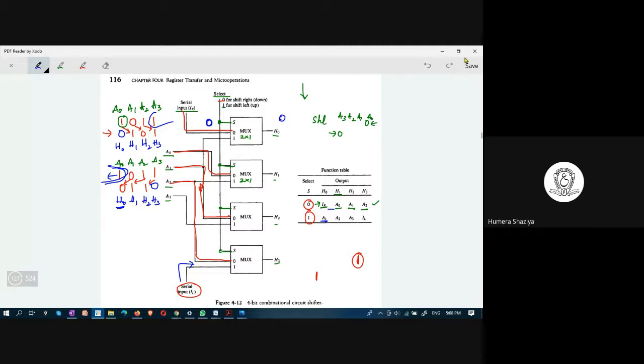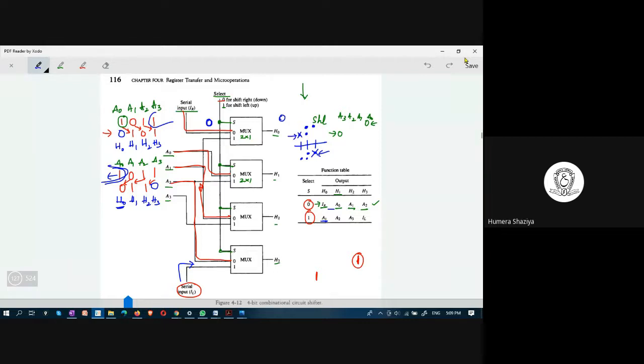I gave an example of your bench. If on a bench 3 students can sit, if 2 are sitting here, and they are shifting to right, then the leftmost place will be vacant. They have shifted, so this will be vacant. If from this side they are shifting to left, suppose 2 students are here, if they shift, then this place will be vacant. So this is serial input and serial input.